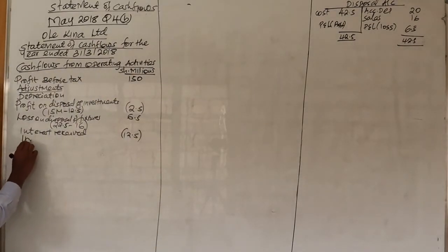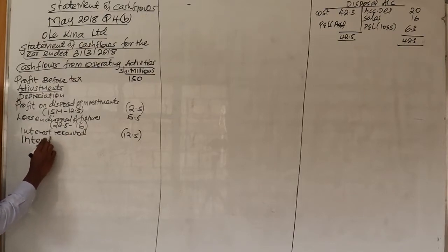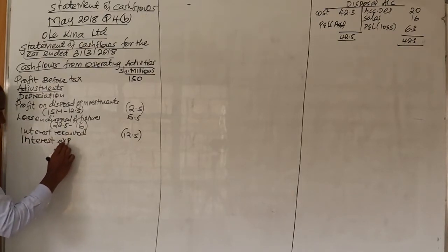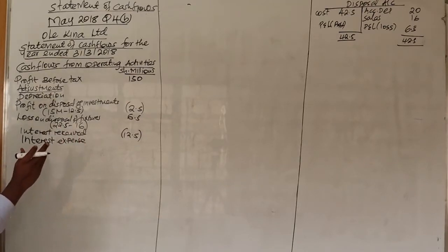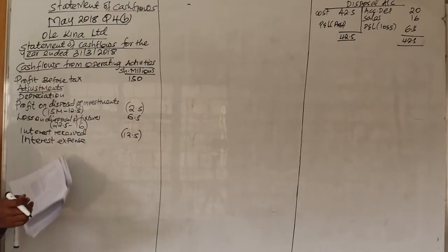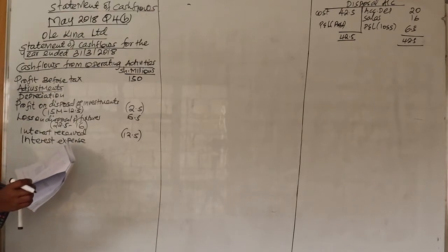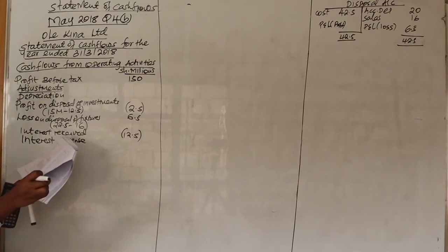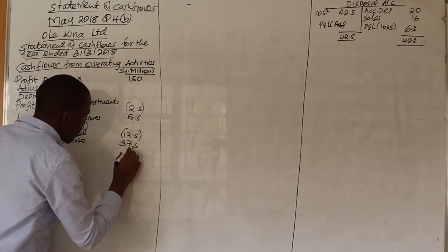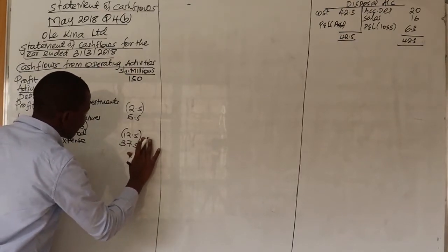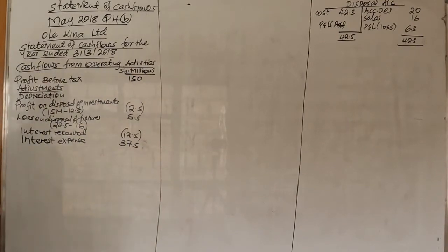Now we also have the interest expense. Remember, this is an expense that is not incurred on operating, it is incurred on financing. So in the same case, you will add it back for you to go and less it on the financing. So you add 37.5. So with that now, you can now go to the working capital changes.